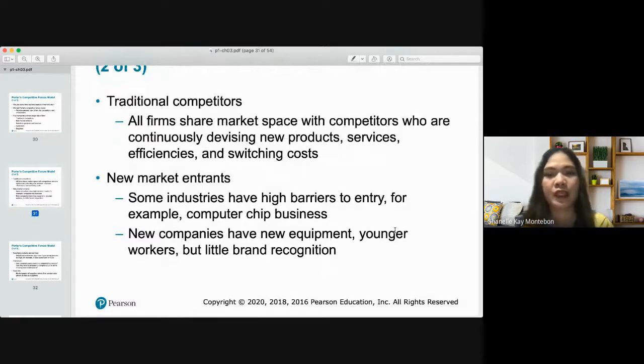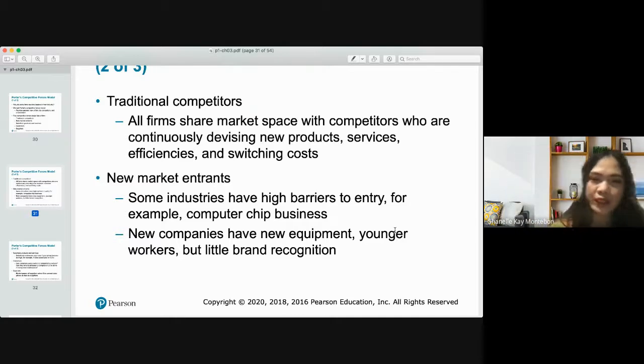All firms share market space with competitors who are continuously devising new products or services, efficiencies, and switching costs. When we say switching costs, this is the cost incurred when a customer chooses the products of the competitors. So the more that a company spends on switching costs, the more that they can retain or attract customer loyalty.